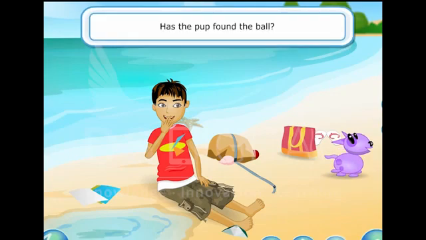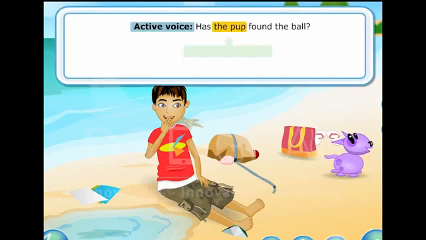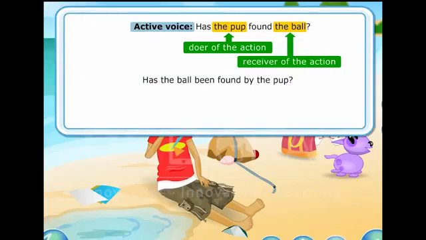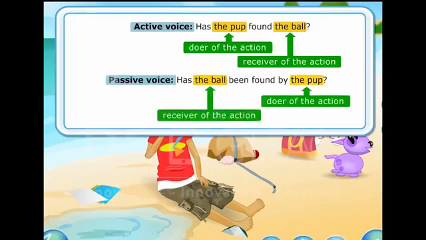Has the pup found the ball? This question is in the active voice because the doer of the action, the pup, comes first in the sentence. Has the ball been found by the pup? This question is in the passive voice because the receiver of the action, the ball, comes first.